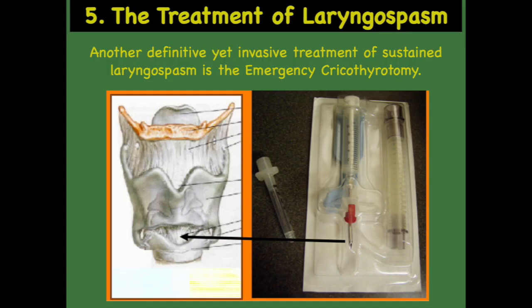Another definitive way that we talked about, just in review, is an emergency cricothyrotomy. Make sure that you know how to use it and where to use it. It's a good idea to palpate on your dental assistant, on your wife, on yourself, where your cricothyroid membrane is, between your Adam's apple, which again was the thyroid cartilage, and the cricoid cartilage.